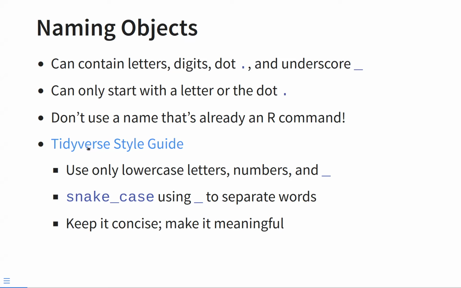If you click on this link, you can see some more about naming things from the Tidyverse style guide. Some key suggestions here are to only use lowercase letters, numbers, and the underscore. I should say it's not a suggestion. That's actually part of the Tidyverse style guide. To use what's called snake case, that's where you separate words using underscores, and to choose names that are concise and also meaningful.